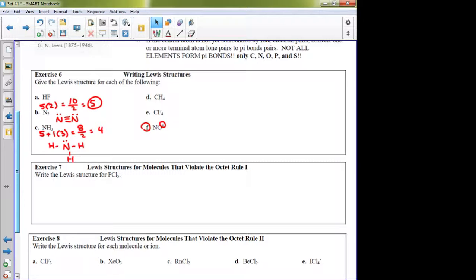Volunteer to draw D on the board? This is positive, so it's tricky. You've got to remember to take away an electron. Excellent job. Volunteer to put E on the board.